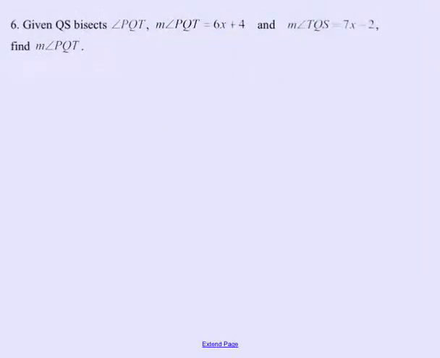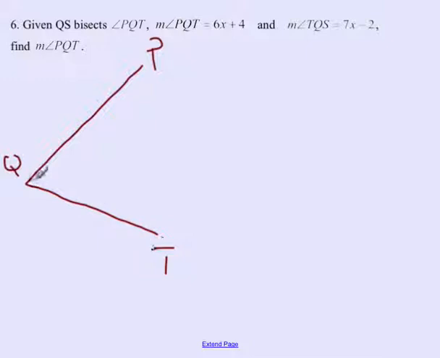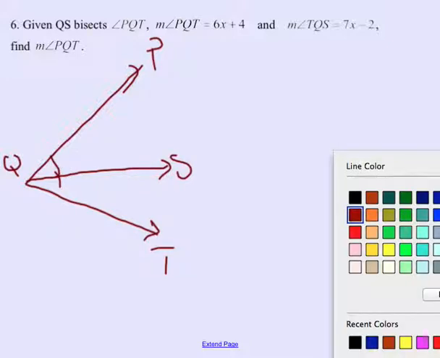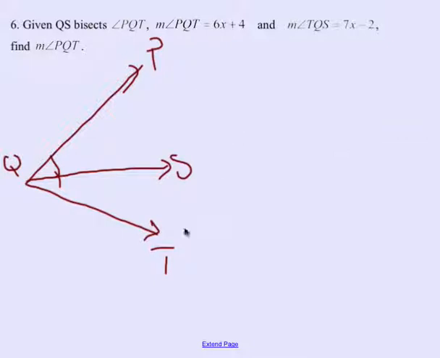Let's take a look at this last problem. Given QS bisects PQT, we need to find the measure of PQT, which is equal to 6x plus 4. Okay, so let's start by drawing a diagram. I have P, Q, and T, and QS is going to bisect it. So this is going to be S. Draw my little arrows on the end. So these two are equal. So PQT, this whole thing, is 6x plus 4.